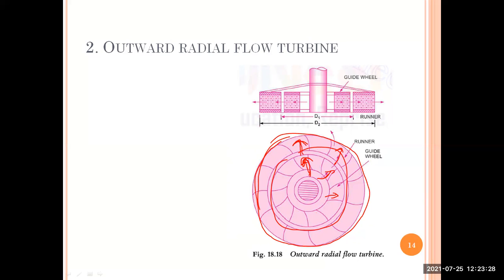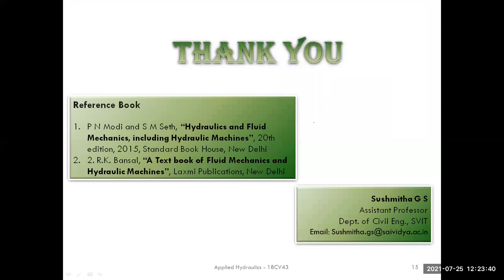That particular turbine is called the outward radial flow turbine. In this case, D1 will act as the inlet and D2 will act as the outlet. So that is all about the introduction to the radial flow reaction turbine.